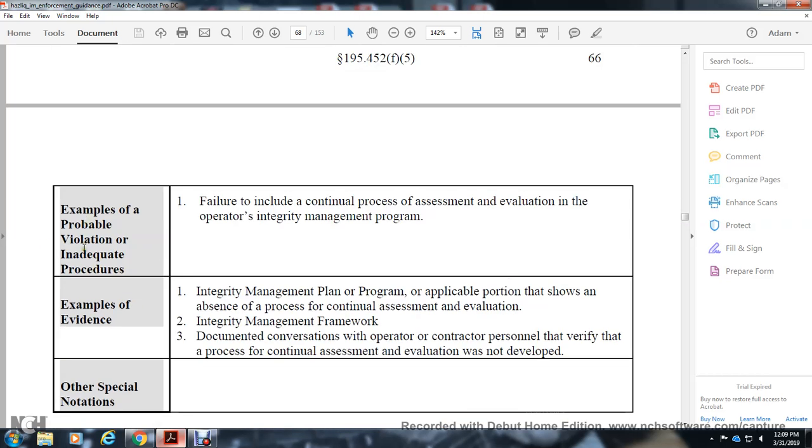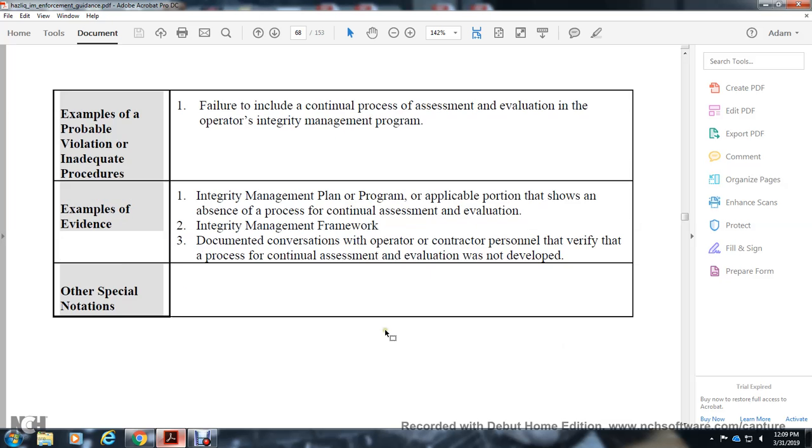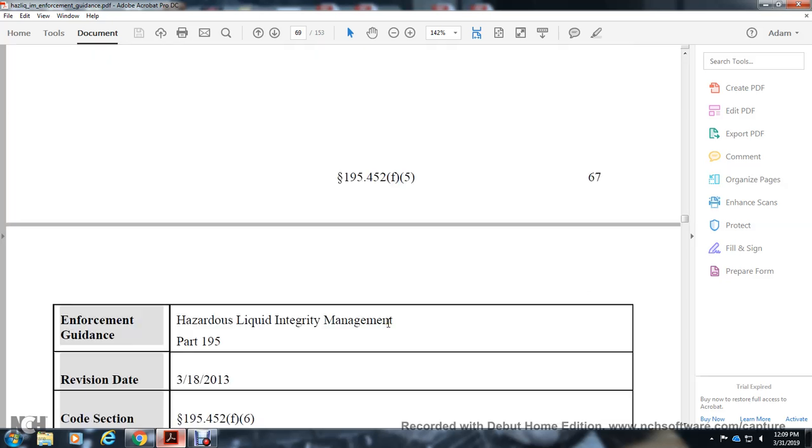Example of the probable violation: either one, failure to continually assess and evaluate operative with the integrity management program. Examples of the evidence: one, integrity management program that the applicable portion shows the absence of the process of continual assessment and evaluation; two, integrity management plan framework; three, documentation or competency of the operator's contract person to verify the process of continual assessment and evaluation was developed. Other specializations not noted. Enforcement guidelines of the hazardous liquid integrity management plan, 195 revision date March 18th, 2013.